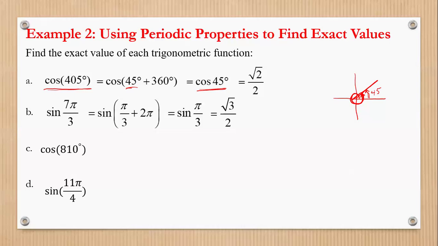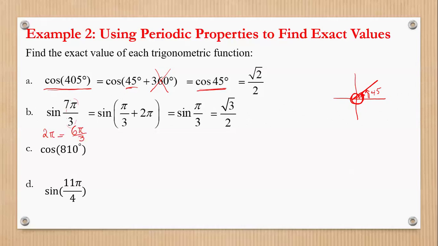So anytime you have a 360 degree plus something, you can remove that 360 part. For the next one, we want to find the sine of 7 pi over 3. When you have pi over 3, you know that the 2 pi is 6 pi over 3.